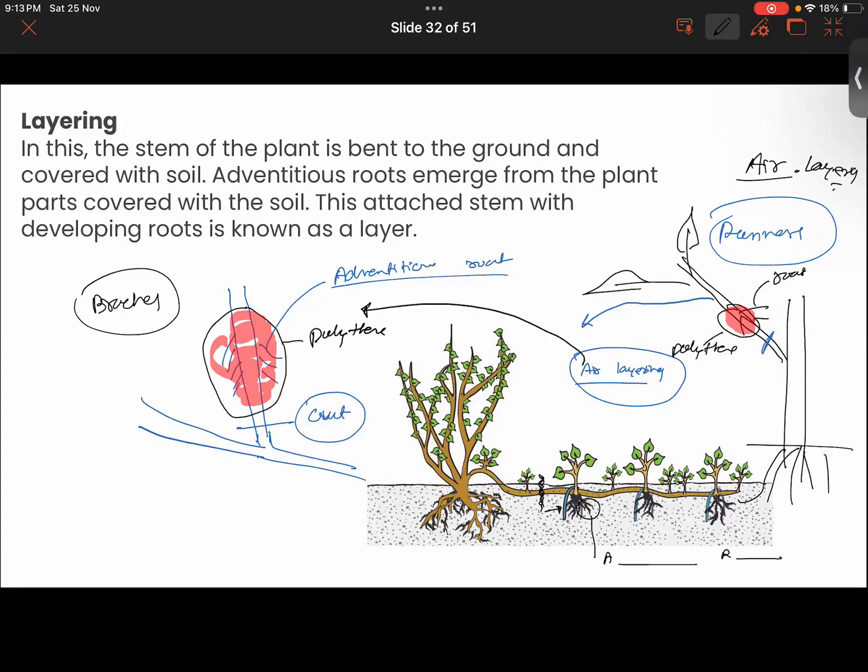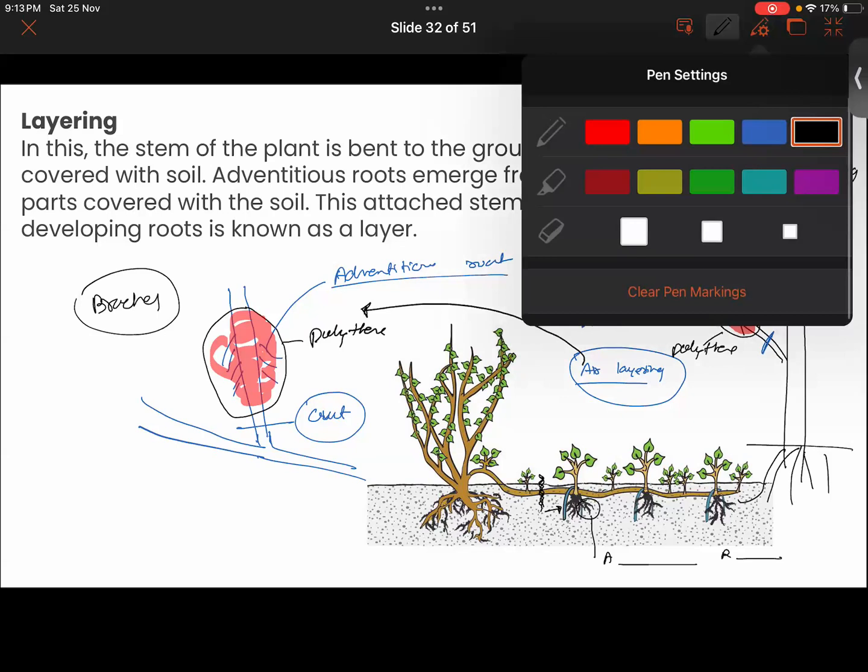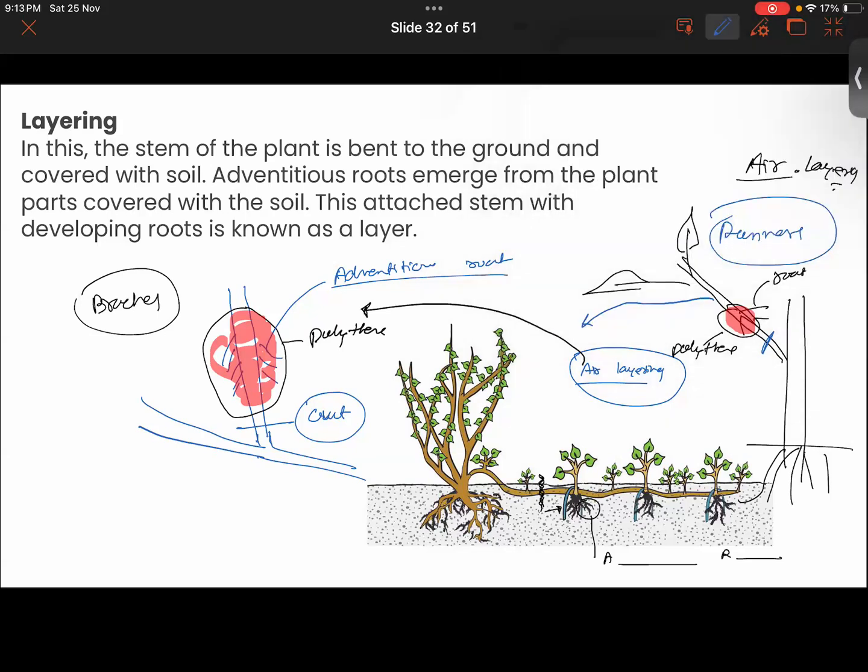Right. What are some of the examples now? Think of some of the examples for which layering is done. So, jasmine. Jasmine. Okay. What are other examples? Rose. Jasmine is there. Yes, for rose also. So, interestingly, mint.